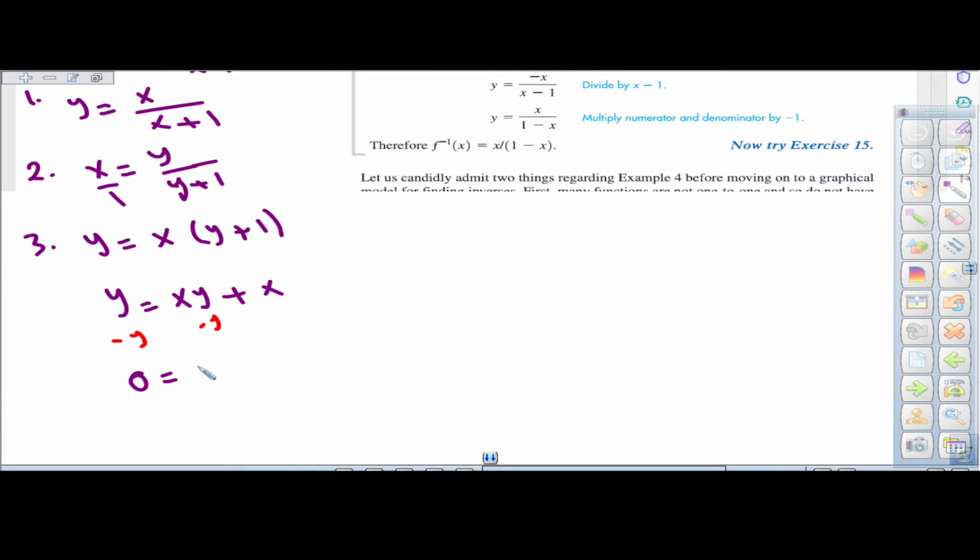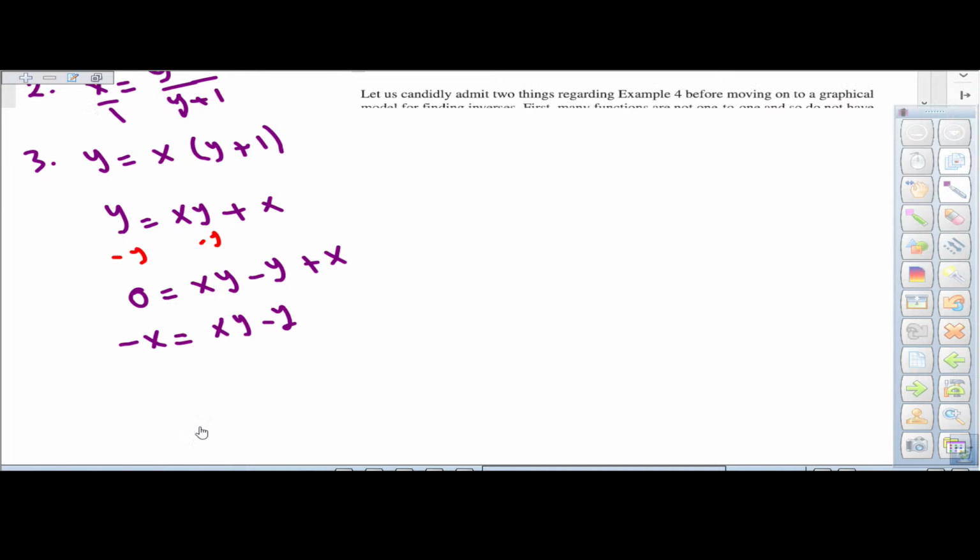0 equals xy minus y plus x. Let's take this x to the other side. So it's going to be negative x equals xy minus y. And let's take a common factor here. The y is going to be common between these two terms. Open parentheses, x minus 1, and I do have a negative x here.